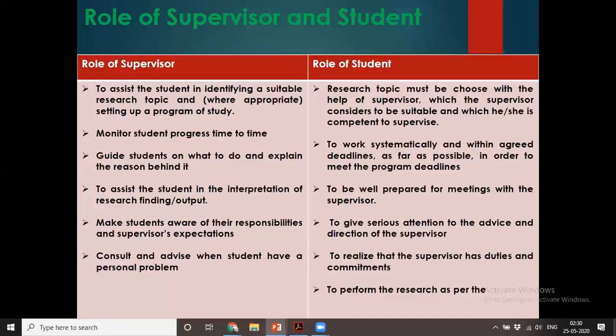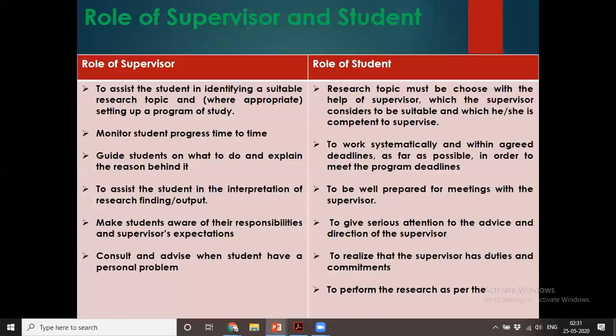It may be a personal problem, it may be a professional problem, anything. He has to cooperate with his research scholar, which will act as a motivation for that particular research scholar. Then it is the role of the student. The research topic must be chosen with the help of the supervisor, who is considered suitable and competent to supervise.